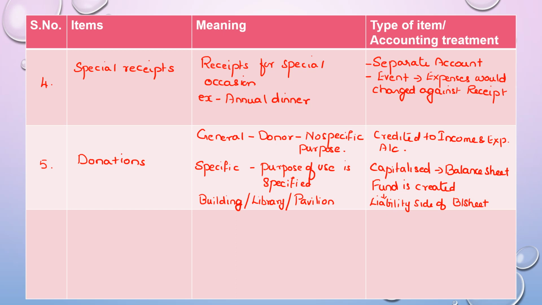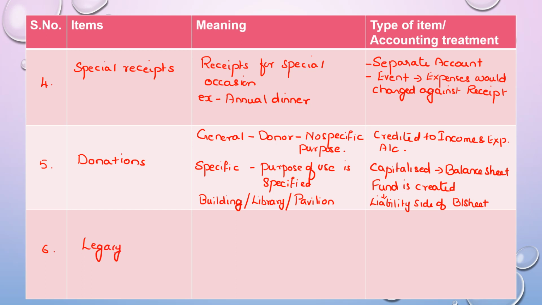So this is how an NPO can receive donation in the form of general donation and specific donation, and this is how the accounting treatment varies from general donation to specific donation. I hope that is also clear to you. Shall we move on to the next one?